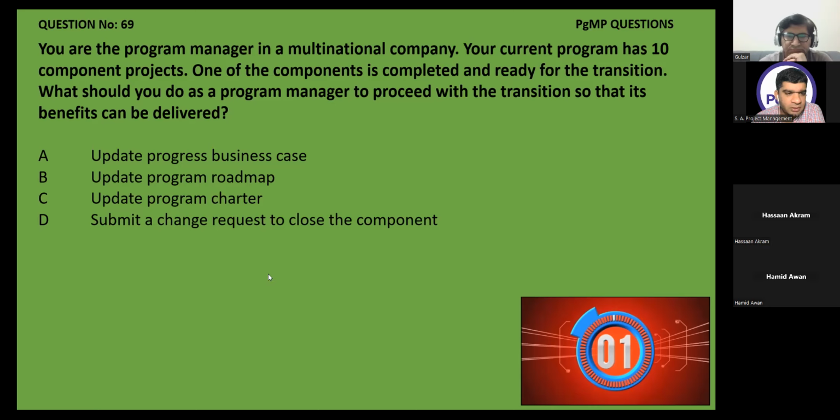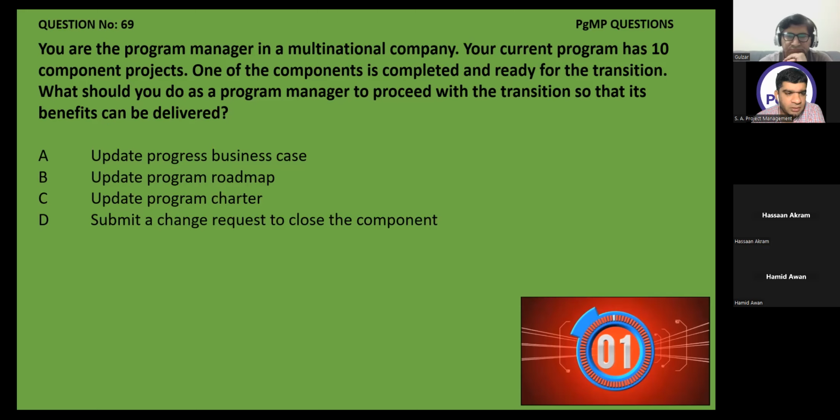So first of all, in case of choice A, you cannot update the business case because you don't change the business case. And I think this is a typing mistake. It should be program business case. Yes, sorry, update program business case. That is correct. A is wrong. Next, B. B, update program roadmap.